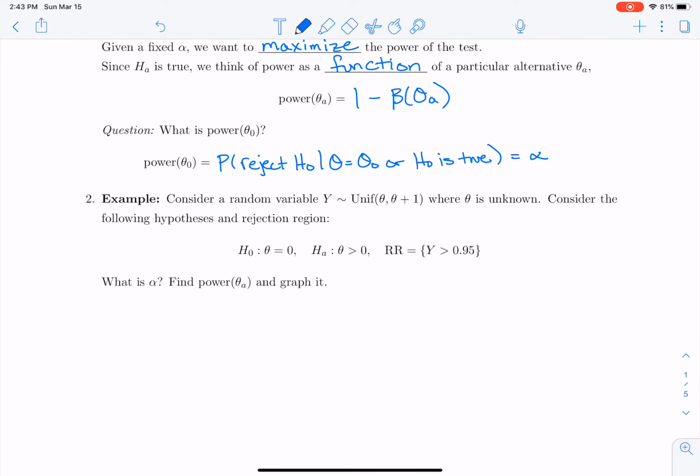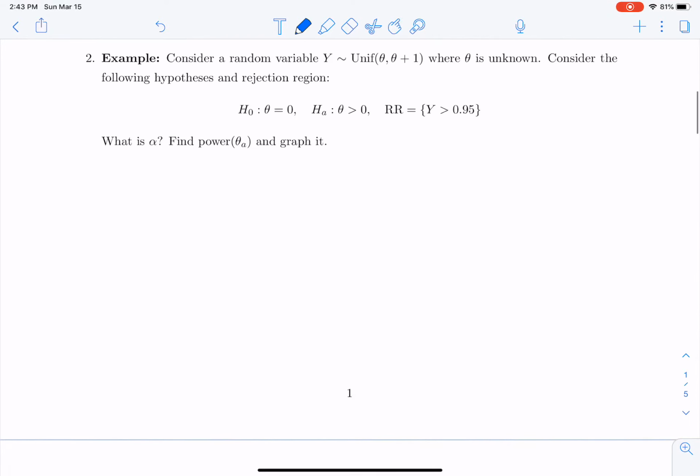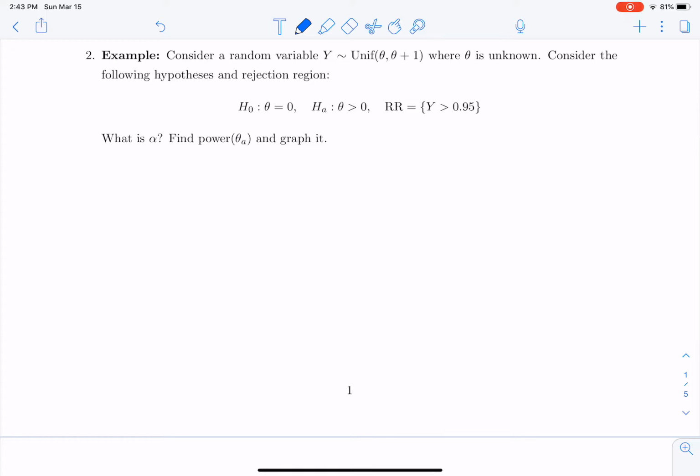So let's look at how to define this power as a function of theta sub A by using an example. We're going to consider a random variable y, which has a uniform distribution from theta to theta plus 1, but theta is unknown. We're going to consider a null hypothesis that theta is 0. So if theta is 0, we're really looking at a uniform distribution from 0 to 1, against an alternative that theta is bigger than 0. And we're going to choose a rejection region of y being bigger than 0.95.